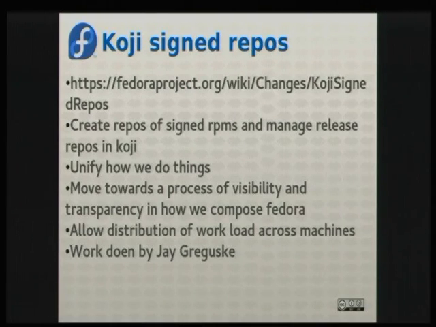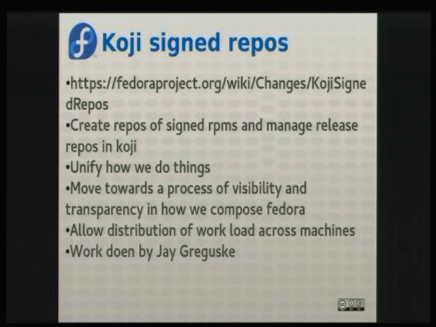So the next feature that I'm going to go over real quick is Koji signed repos. Jay Greguska from internal releng has been working on this. The simple idea: today, whenever we make repos and we want to make sure the RPMs are signed, we use a tool called Mash. You can run it from anywhere, and it's really cool and useful.